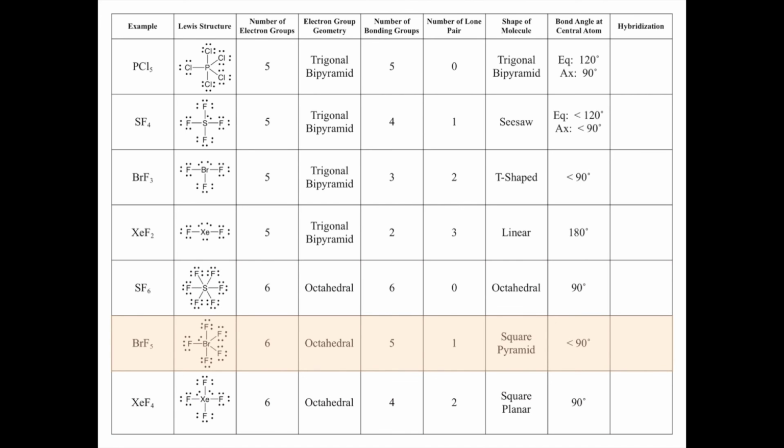For bromine pentafluoride, I have 6 electron groups around my central atom, giving me an octahedral electron group geometry. And as I look at the Lewis structure, I know that I have 5 bonding groups and 1 lone pair. That gives rise to overall a square pyramid molecular geometry, where because all of the positions in my octahedral structure are equivalent to start, that lone pair can go anywhere. And so with one lone pair present in the structure, my overall molecular geometry will now be that of a square pyramid.